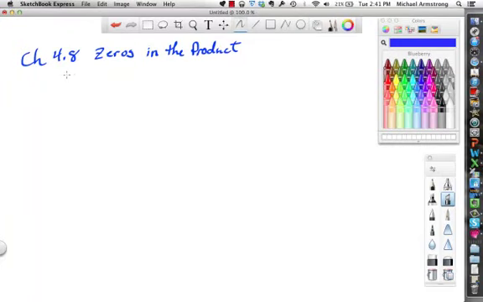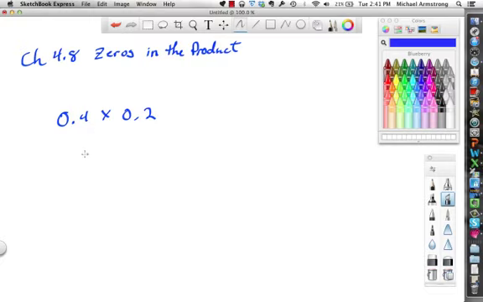Okay, we're looking at chapter 4.8, zeros in the product. This is the last section of chapter 4. Zeros in the product is pretty easy. They start by giving you an example of something like 0.4 times 0.2.